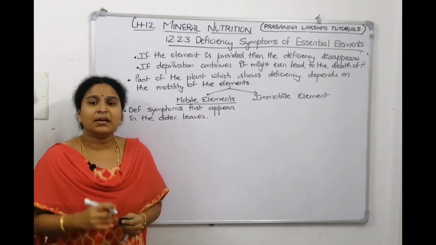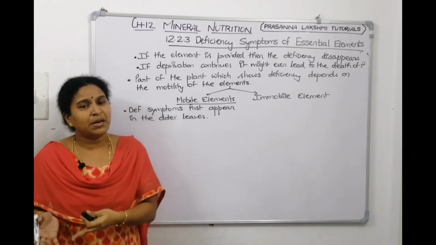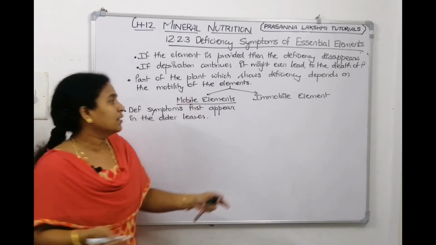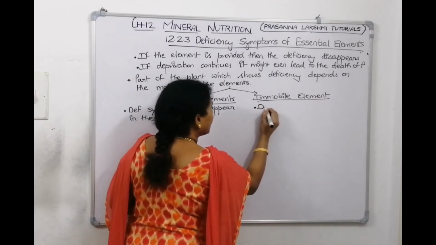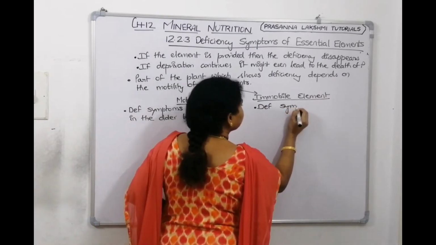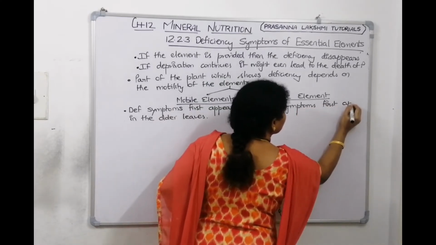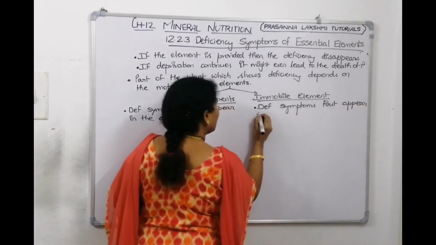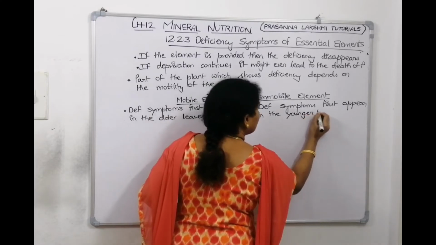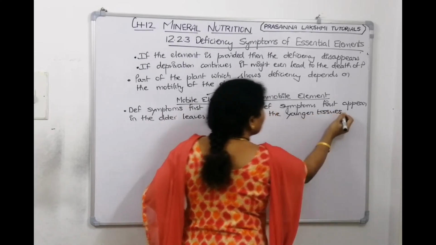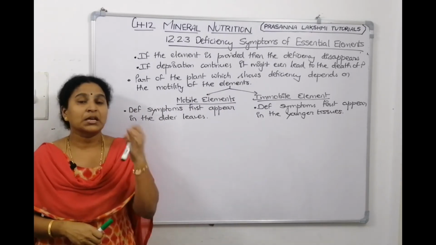Whereas in an immobile element, deficiency appears in the young tissue only. Here the deficiency appears in the younger tissue itself. So we can write: deficiency symptoms first appear in the younger tissues.